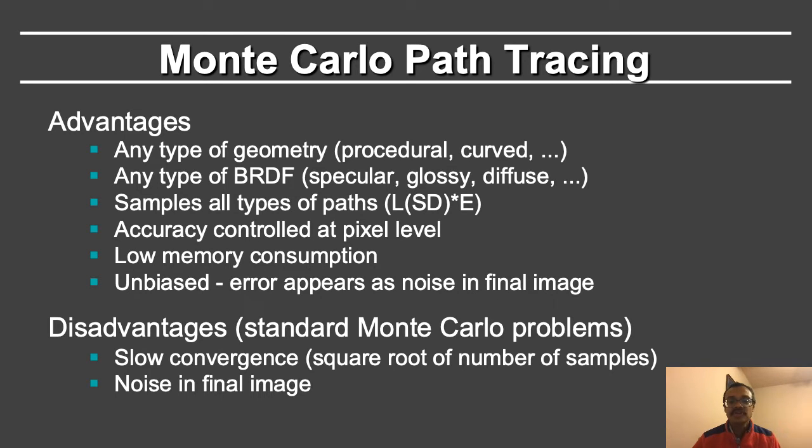The accuracy can be controlled at the pixel level simply by increasing the number of samples through each pixel. Monte Carlo path tracing also requires very minimal memory consumption. Each pixel is separate. It is an unbiased technique in the sense that error appears as noise in the final image. The disadvantages, which are standard Monte Carlo disadvantages, are slow convergence. The variance goes as 1 over the number of samples. The standard deviation or root mean square error goes as 1 over square root of the number of samples. And this is manifested most commonly as noise in the final image.